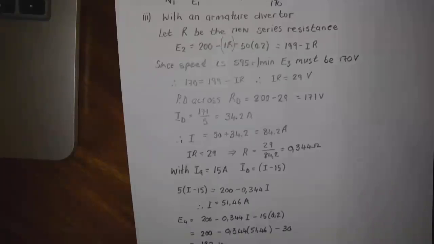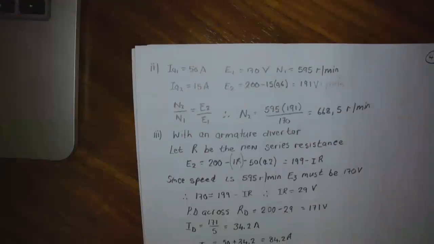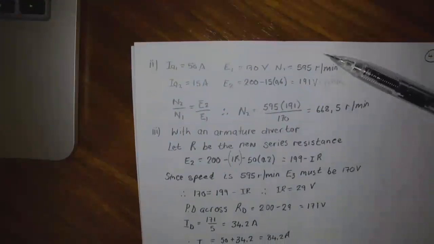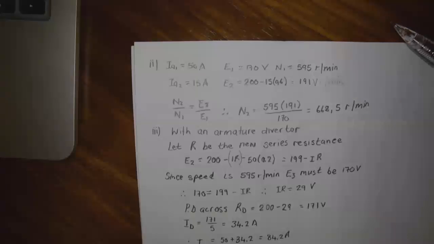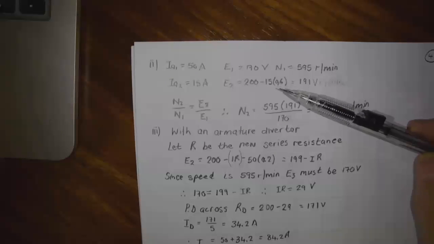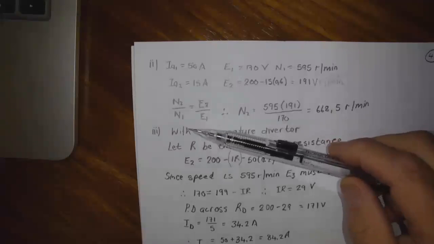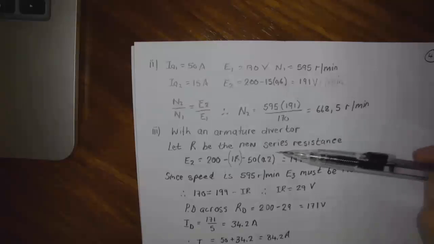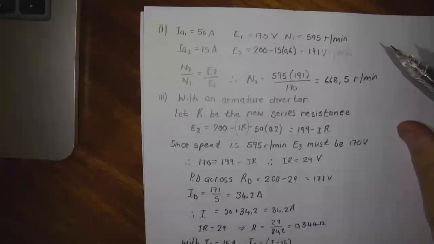So there we have IA1 is 50, IA2 is 15. So E1 was 170 and it was 595 revs per minute. So E2 is 200 minus 15.6 times 0.6, that gives us 191. And then N2 over N1 is E2 over E1. And then we get that N2 is 668.5 revs per minute.